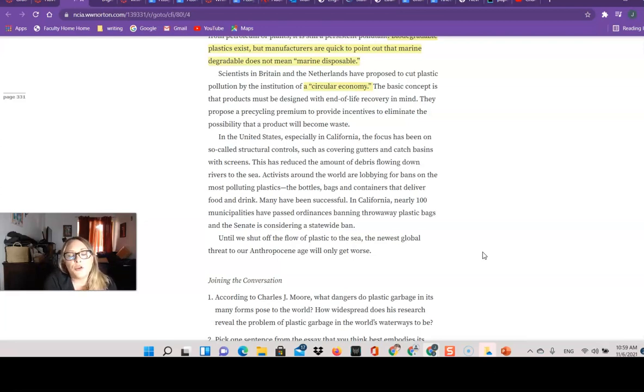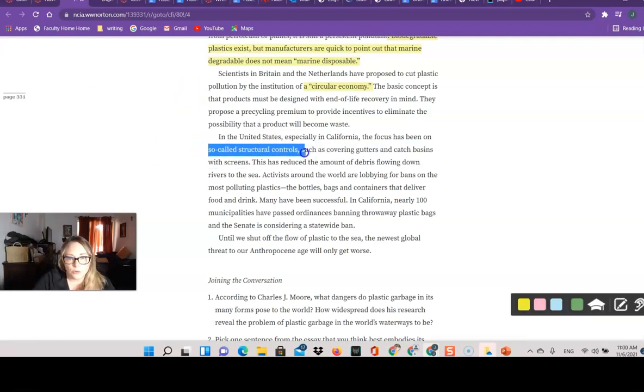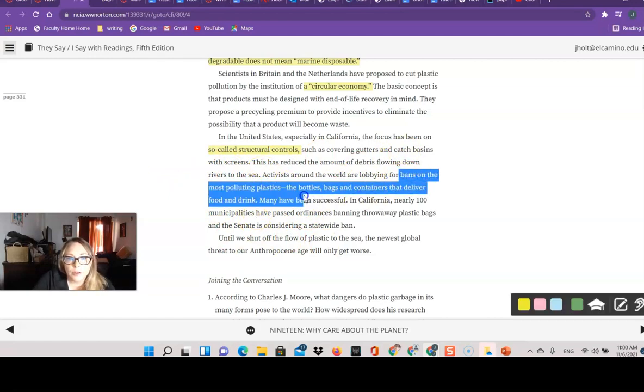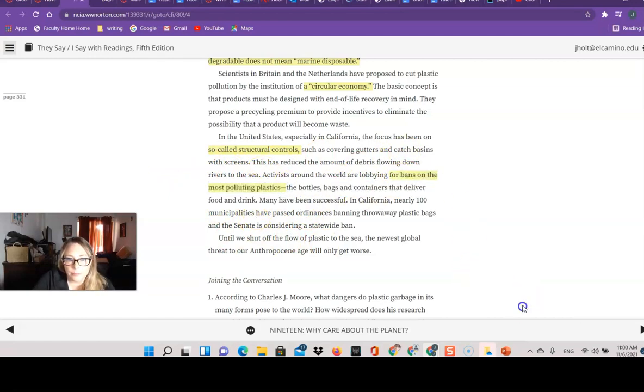Until we shut off the flow of plastic to the sea, the newest global threat to our Anthropocene age will only get worse. Okay, so we know that structural controls is one way that he proposes, right? And then another way that he proposes is bans on polluting plastics. Okay.